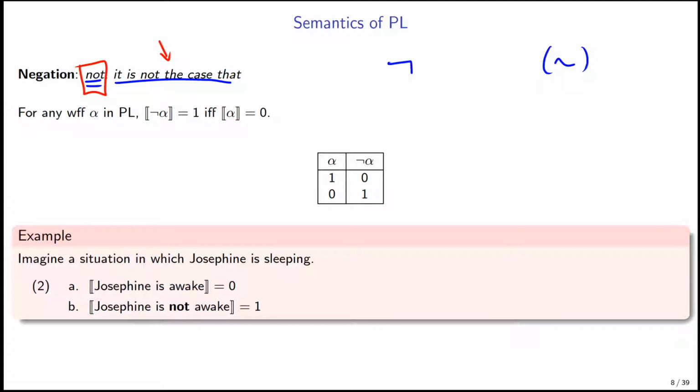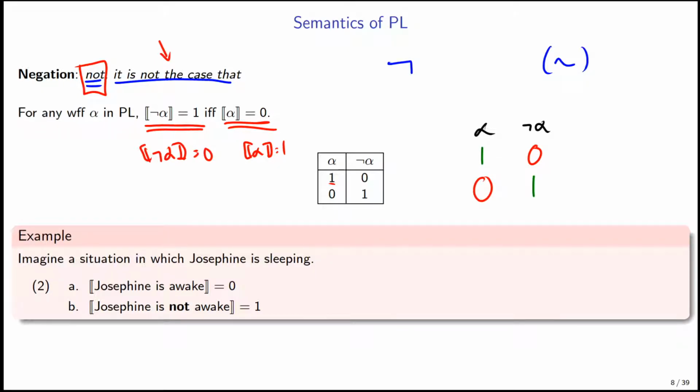So it says that for any WFF alpha in propositional logic, not alpha is 1 if and only if alpha is 0. So that also means that not alpha is 0 when alpha is 1. So in other words, here's the truth table for it. If alpha is true, this means with 1, that means that not alpha is false. So I think I might actually just draw these at the same time on the left with some colors. So if alpha is true, that means not alpha is false. If alpha is false, this means not alpha is true.